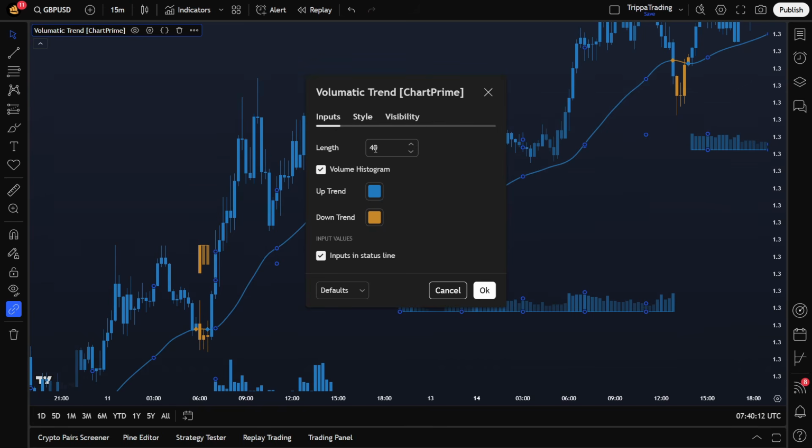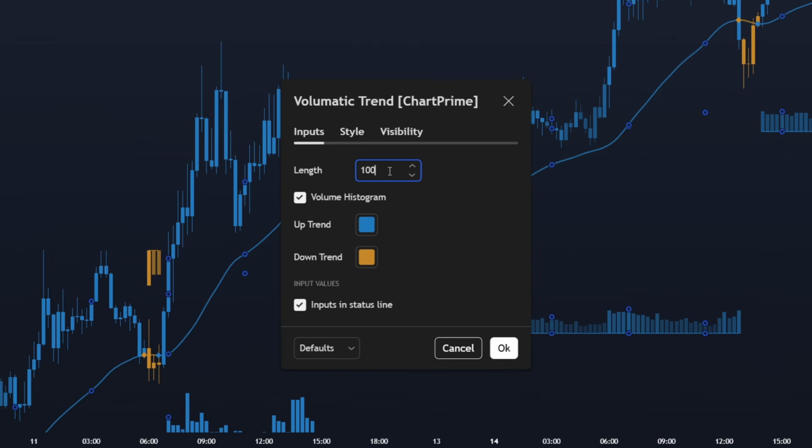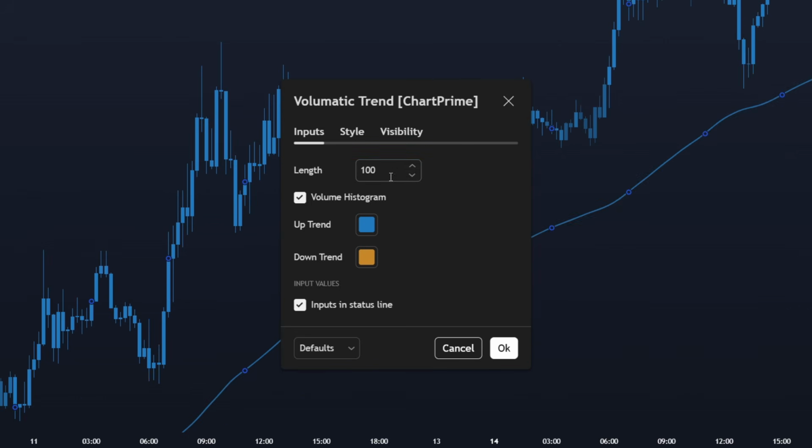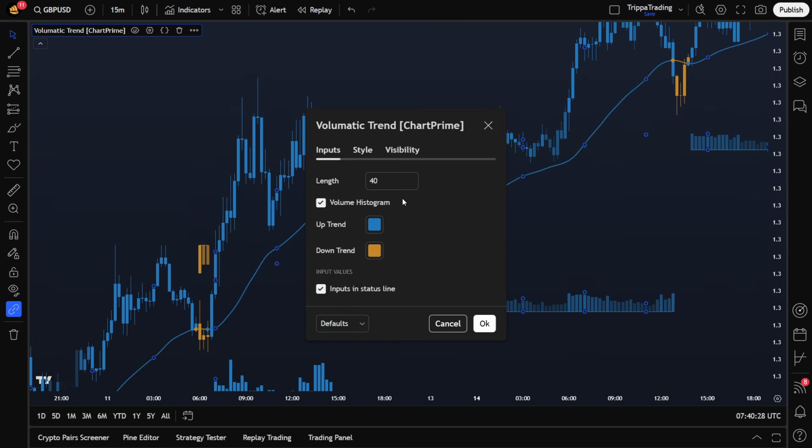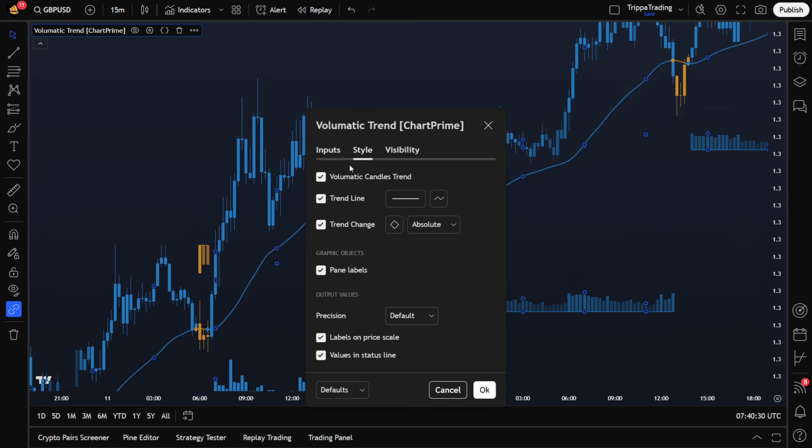Under the Inputs tab, the length is set to 40 by default. This gives you a balanced read on market trends, but you can increase the value to 100 or more if you're focusing on longer-term trades, or reduce it if you prefer short-term scalping strategies. I'm keeping it at 40 for this video.